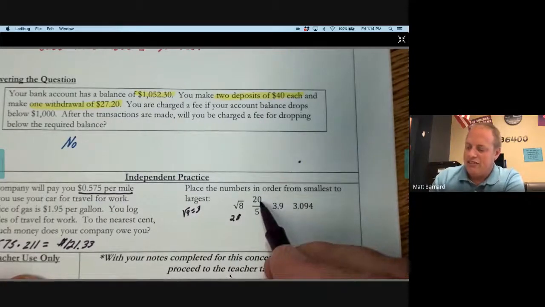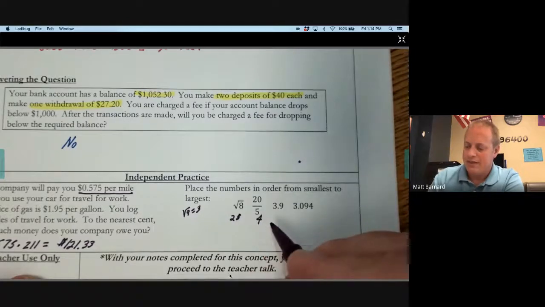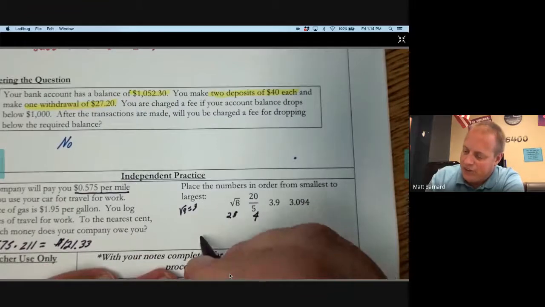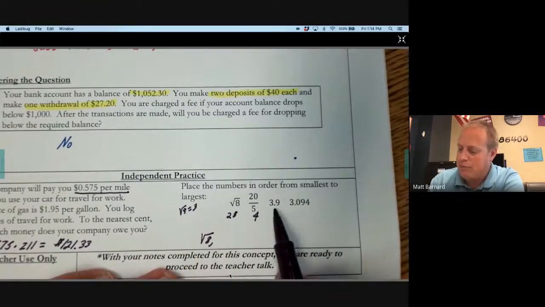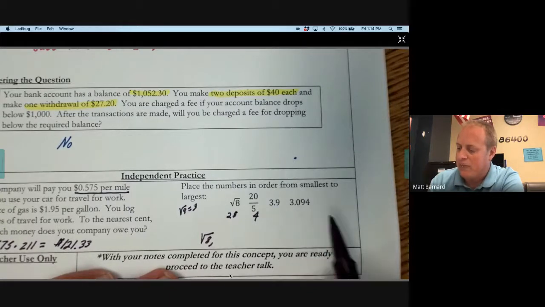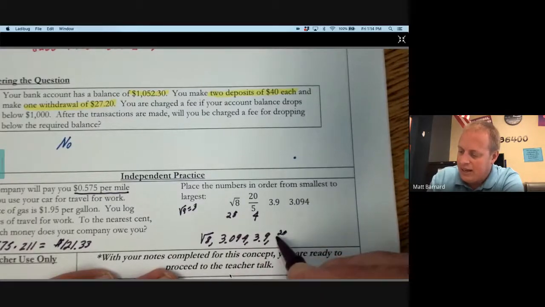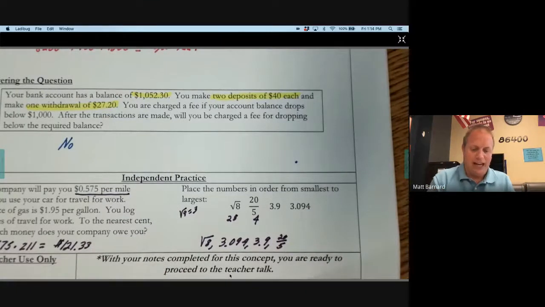Now this is 20 divided by 5, actually. 20 divided by 5 is 4. Now I can put things in order. So the smallest number is going to be the square root of 8. 4 is bigger than 3.9 and 3.094, so the 3.094 comes next, then followed by 3.9 and 20 divided by 5. And please put them in the original form so we know which item is equivalent to which as well.